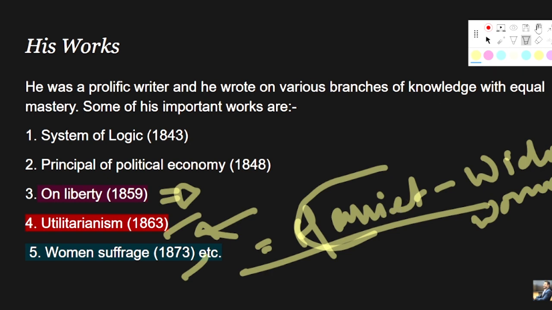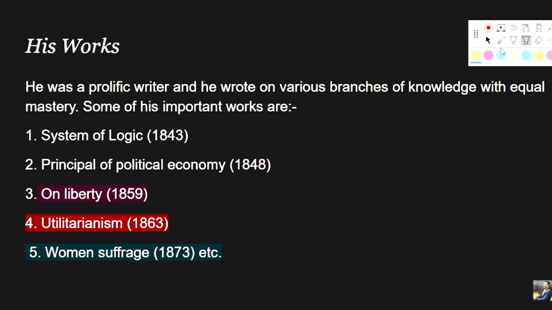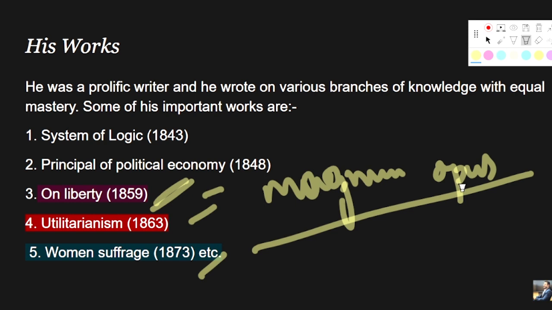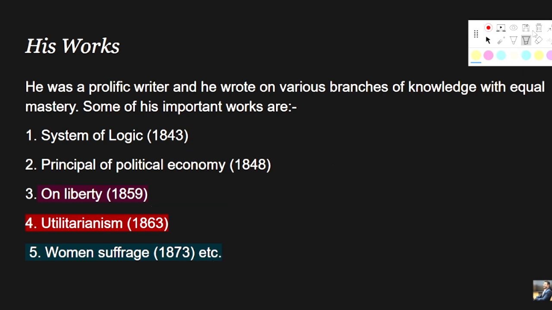So these are the works of J.S. Mill. The three most important books to keep in mind are On Liberty, Utilitarianism, and Women's Suffrage. And among these, On Liberty is very important, which can be considered the magnum opus of J.S. Mill, right? Because his idea on liberty will go on to shape many of his perspectives on democracy, on the idea of liberty, freedom of speech and expression, etc. Right? So this was a kind of anthology of the works which J.S. Mill has written in his life and time.